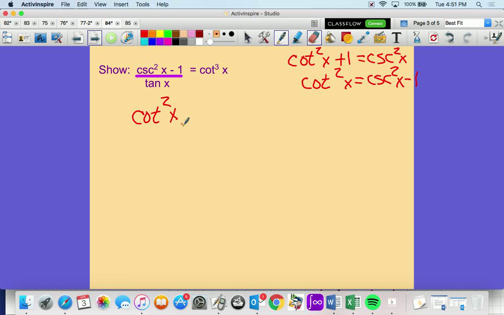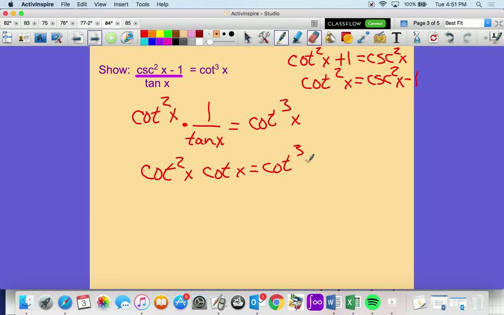squared x. And then if we wanted to break this apart just to see it better, remember this tangent's on the bottom. It's kind of like taking cotangent squared x times 1 over tangent, and that still equals this cotangent cubed. Well, 1 over tangent, we know, is the same as cotangent. And then cotangent squared times cotangent is cotangent cubed x equals cotangent cubed x. Alright, so there's our answer for that one.